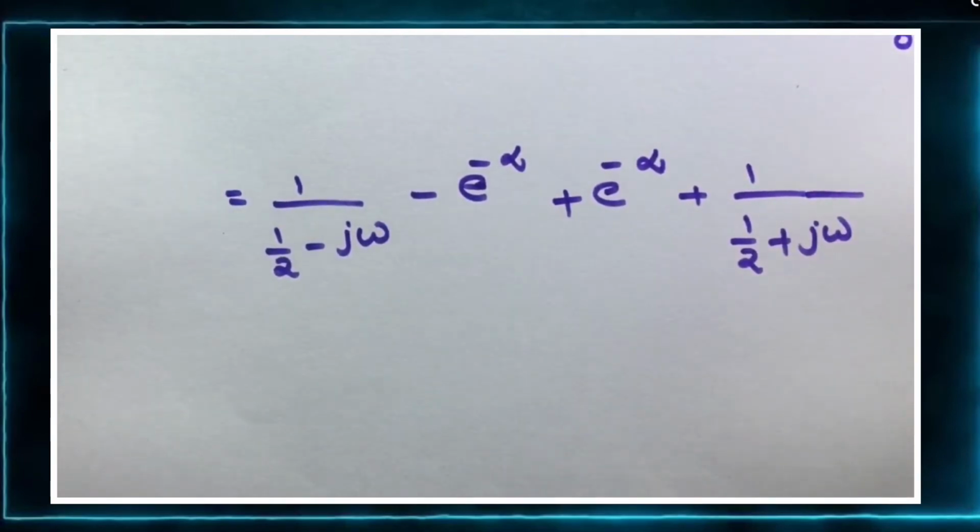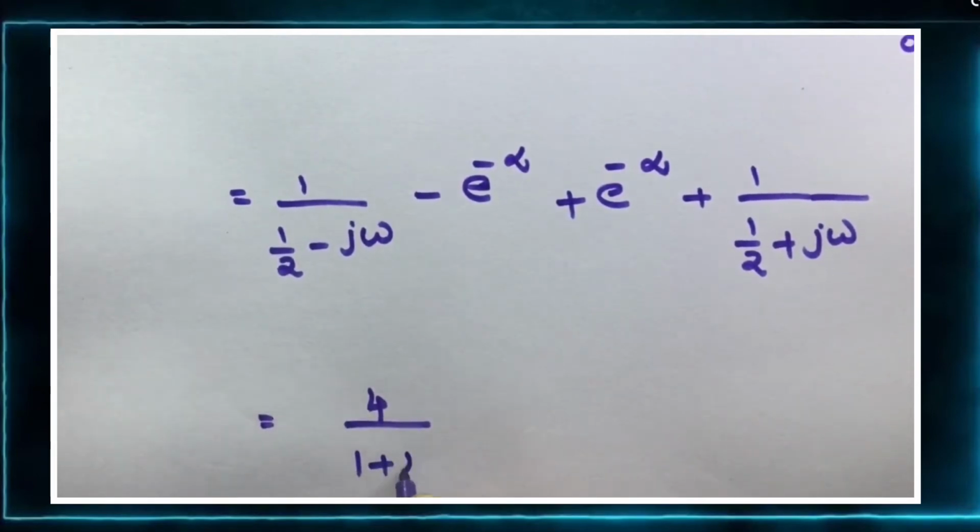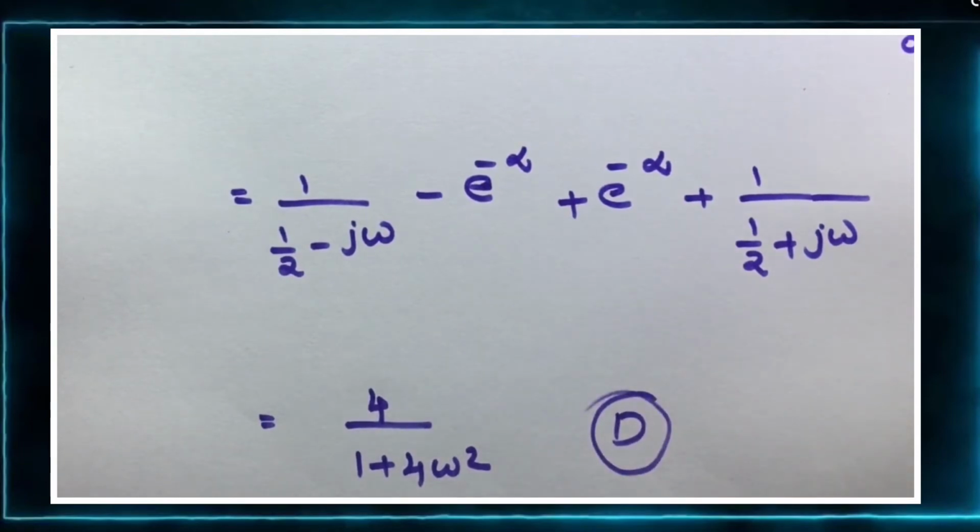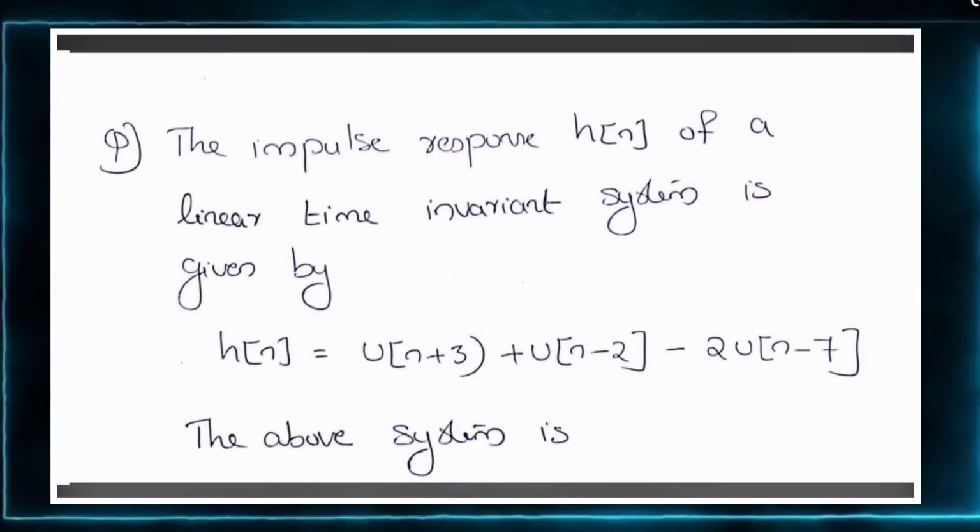As you know, the value of e raised to minus infinity is 0. Hence, we get Fourier transform of x of t as 4 by 1 plus 4 omega square. That is, our answer is option D. Got it? Moving on to next question.